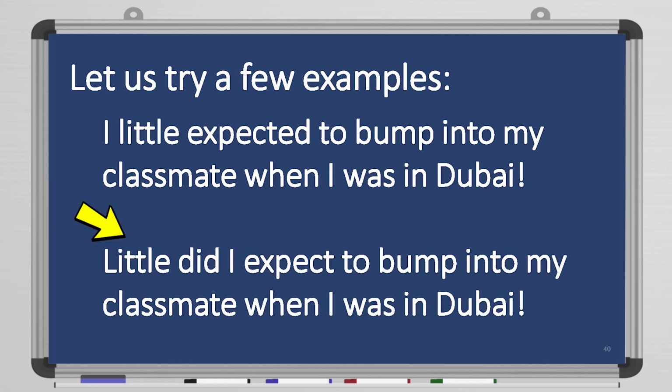Little did I expect to bump into my classmate when I was in Dubai. Now, notice, because we used did and it's in the past tense, what do we do with the verb, which was in the past tense, expected? We change it. We don't keep it in the past tense because we replaced it with did. Little did. Did is in the past, so we don't need to repeat it again in the main verb expected. Little did I expect to bump into my classmate.